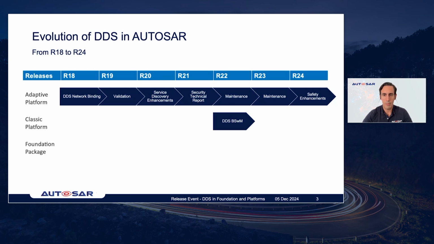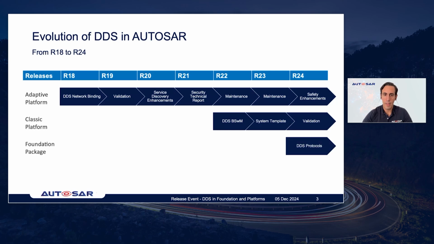When it comes to the classic platform, we didn't exactly stop in release 22-11. We actually started incorporating DDS into the classic platform through the DDS basic software module, which was quickly improved in release 23-11 with a system template set of changes that enabled system-level modeling of DDS systems. And this year, we have actually validated the first part of this, so the DDS basic software middleware module, sorry. And then when we look at the foundation package, this year, we have also incorporated a set of DDS protocols, which I will describe in the next few slides.